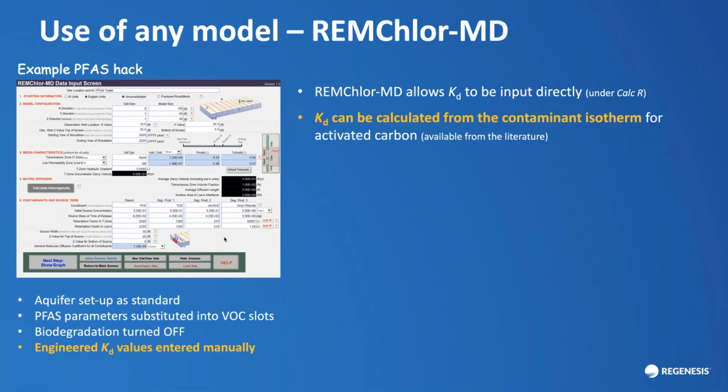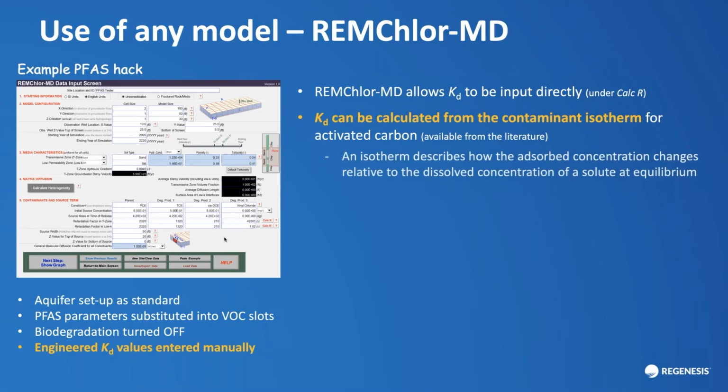The KD values to be put in can be calculated from the contaminant isotherm for activated carbon from whatever species that we're looking at. And the isotherms you can generally find from the literature. What is an isotherm, we may ask? An isotherm describes how the adsorbed concentration of a contaminant changes relative to the dissolved concentration of that solute at equilibrium. It's a mathematical description of that process.